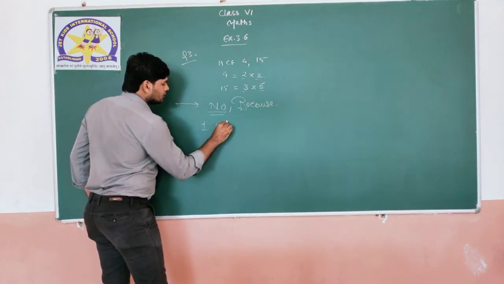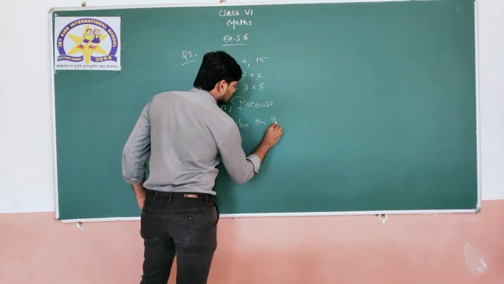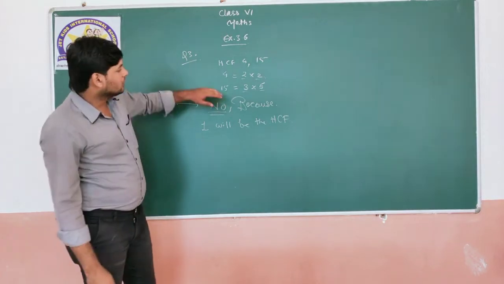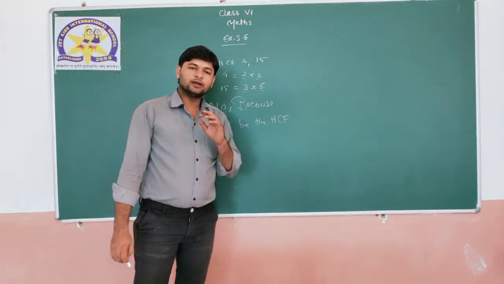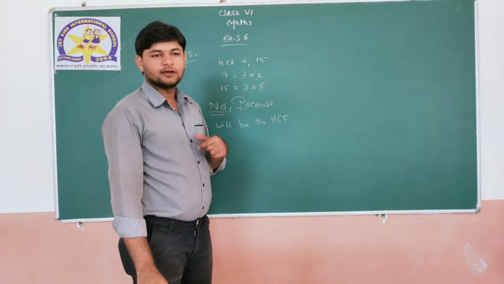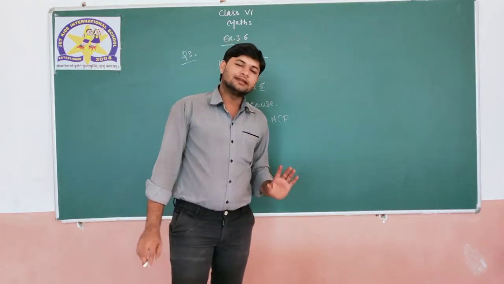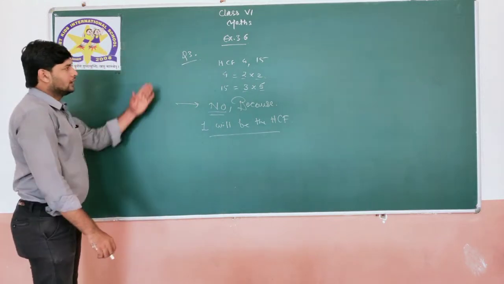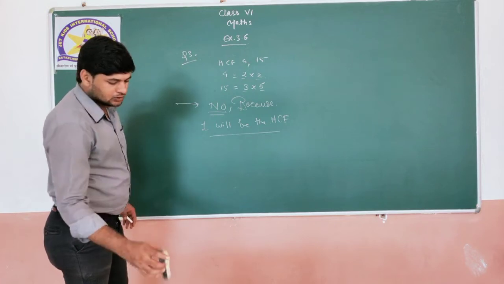No, because 1 will be the highest common factor. Why? Because 1 is a factor of any number. 1 is the permanent thing between two numbers. If we are talking about factors, then 1 will always be a common factor of any numbers, right? So that is our answer. And here we are done with our exercise 3.6.